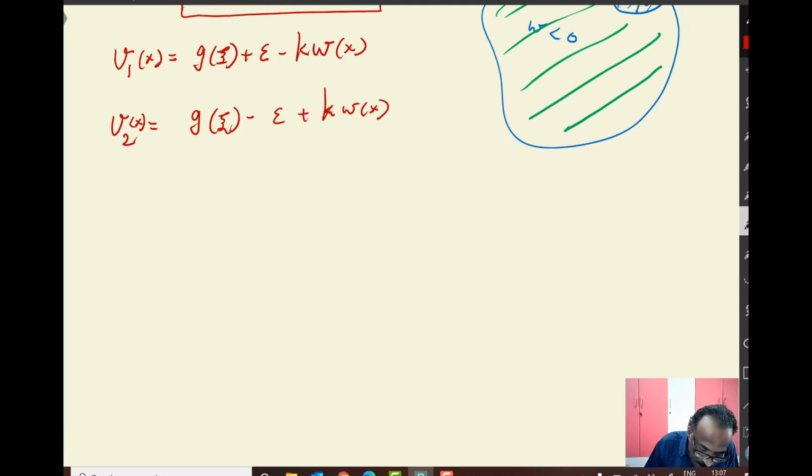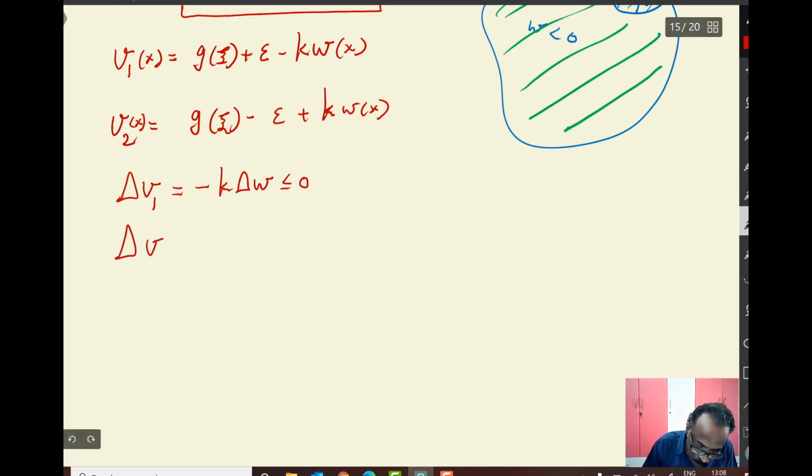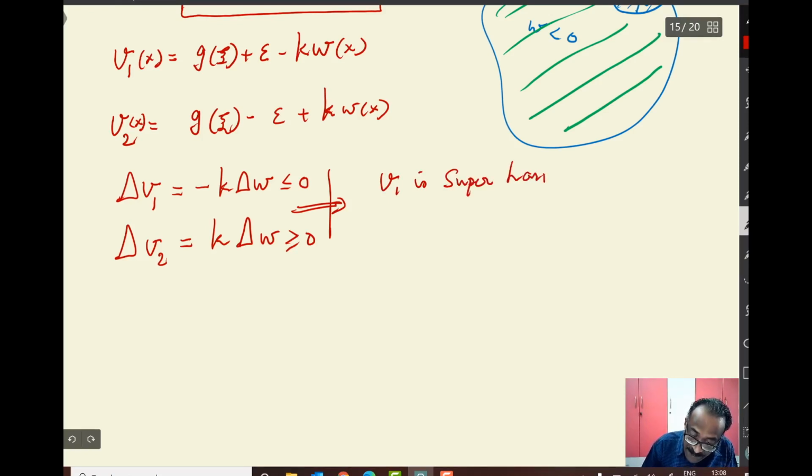You can immediately see two things from here. If you compute the Laplacian of v1, because these are all constants, you get −k Laplacian of w, and w is subharmonic, so the Laplacian is positive and minus of that will be negative. The Laplacian of v2 is equal to k Laplacian of w, which is greater than or equal to 0. So this implies v1 is superharmonic. Let me not do everything because today we will finish.